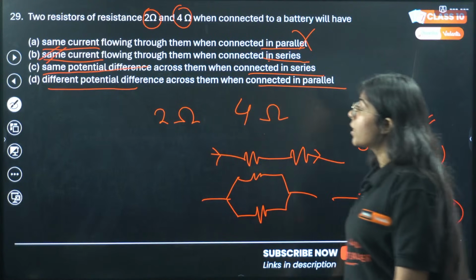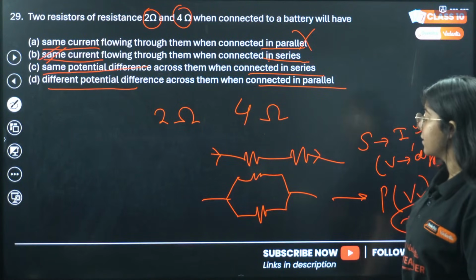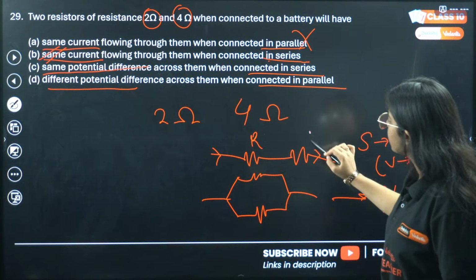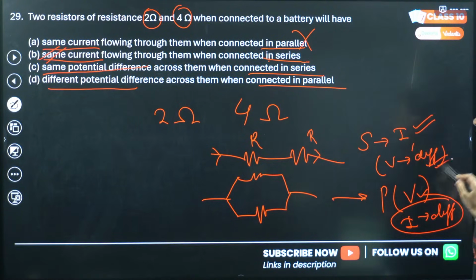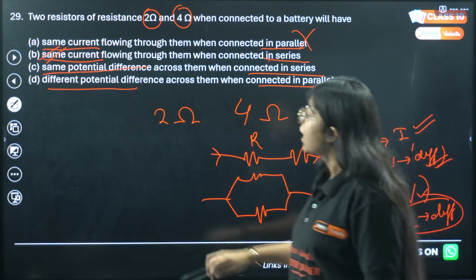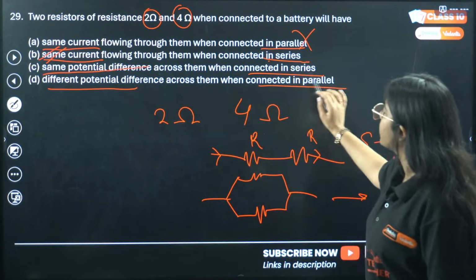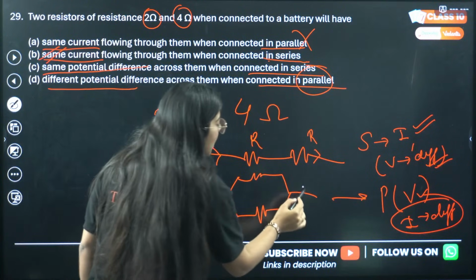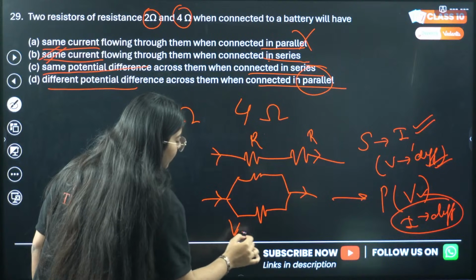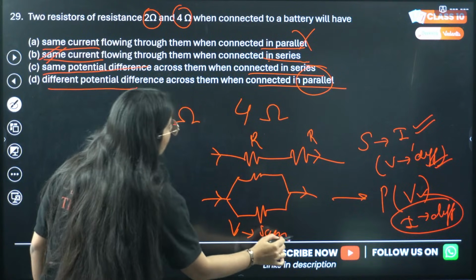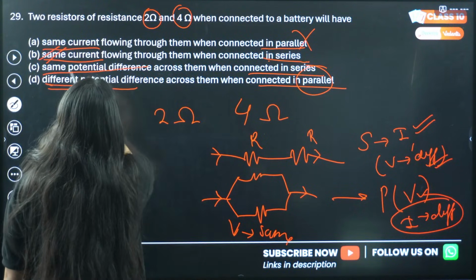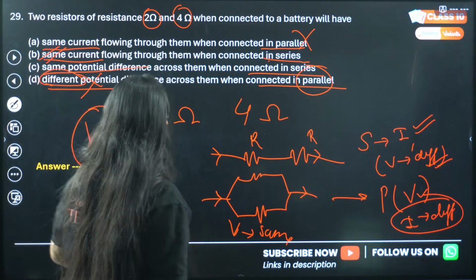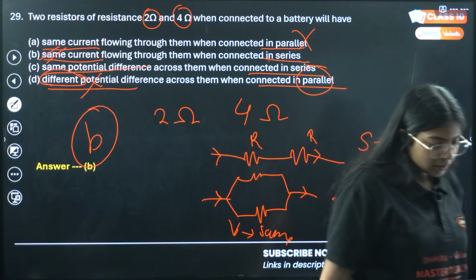C, same potential difference across them when connected in series. We know when resistances are connected in series, the potential difference is different. Then different potential difference across them when connected in parallel. In parallel we know voltages are the same, not different. So this is wrong. So B is my correct answer. Correct?